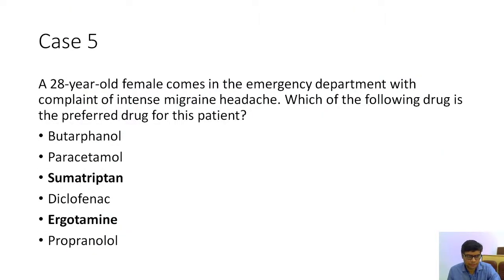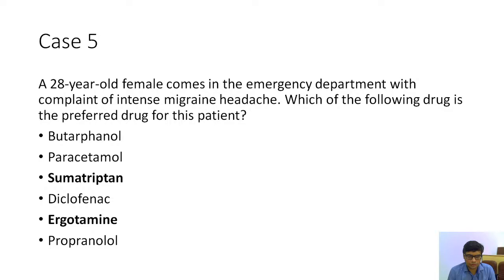So just like some of the previous cases, consider a case of a 28-year-old female who comes to the emergency department with a complaint of intense migraine headache. Which of the following drugs is the preferred drug for this patient? When we read about the drugs used in migraine, you read around 10-12 drugs given in your textbook. But not all the drugs are prescribed for every patient, and we always have to make a choice about which drug is suitable for a particular case. That is the difference between reading something in the textbook and applying that knowledge in actual clinical use. So in this case we have all these drugs: butorphanol, paracetamol, sumatriptan, diclofenac, ergotamine, propranolol. These all have been given in your textbook, right? But in a particular case, only one or two of these drugs can be used, right?